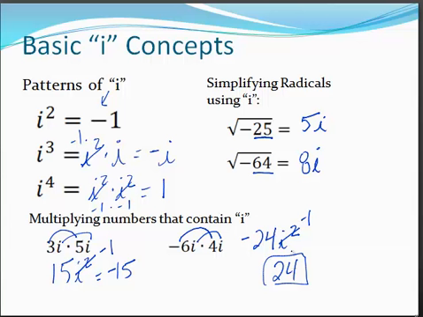Okay, so we use i when we're talking about complex numbers, and we can use it and manipulate it as if it's a variable, but it's not a variable. It represents an imaginary number.